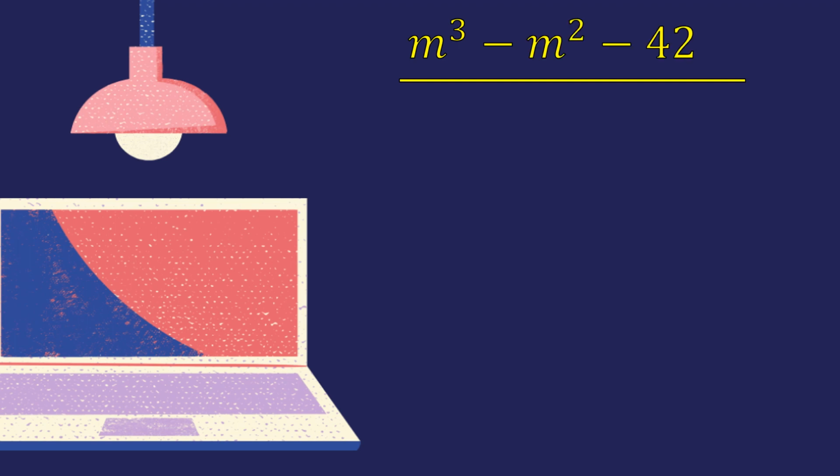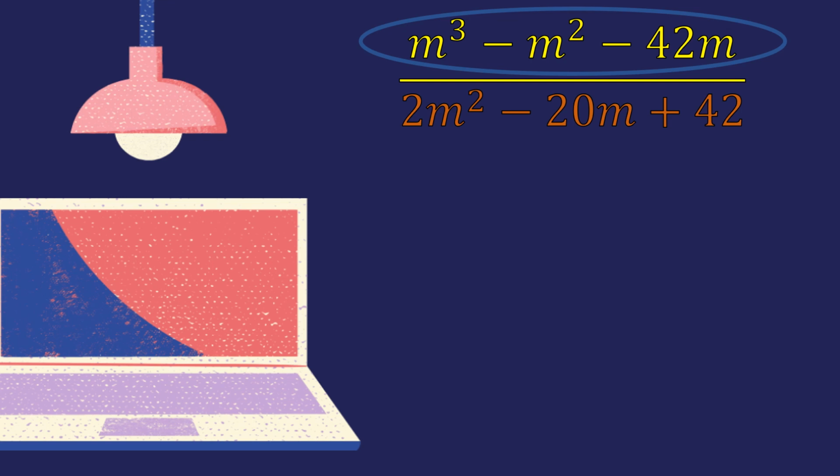For our fourth example, we have m cubed minus m squared minus 42m all over 2m squared minus 20m plus 42. Our numerator is factorable. We can use common monomial factor. Our common monomial factor is m. The other factor is m squared minus m minus 42.